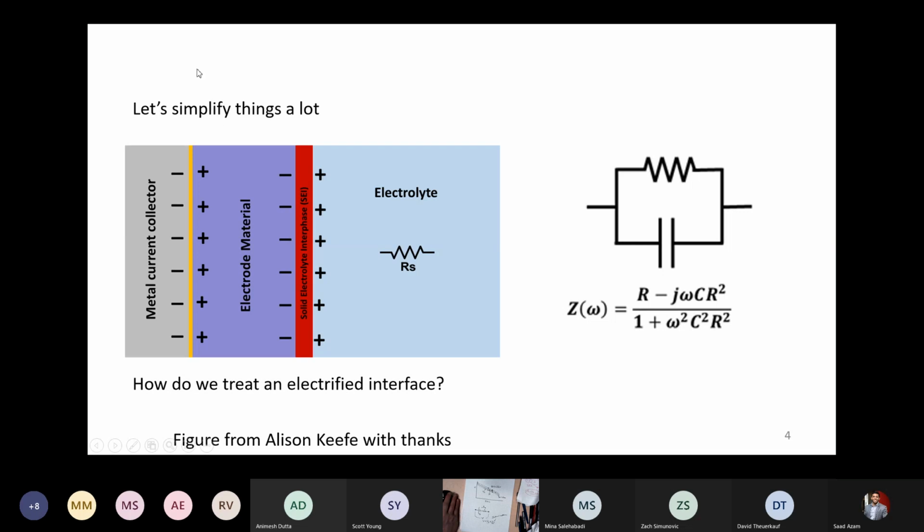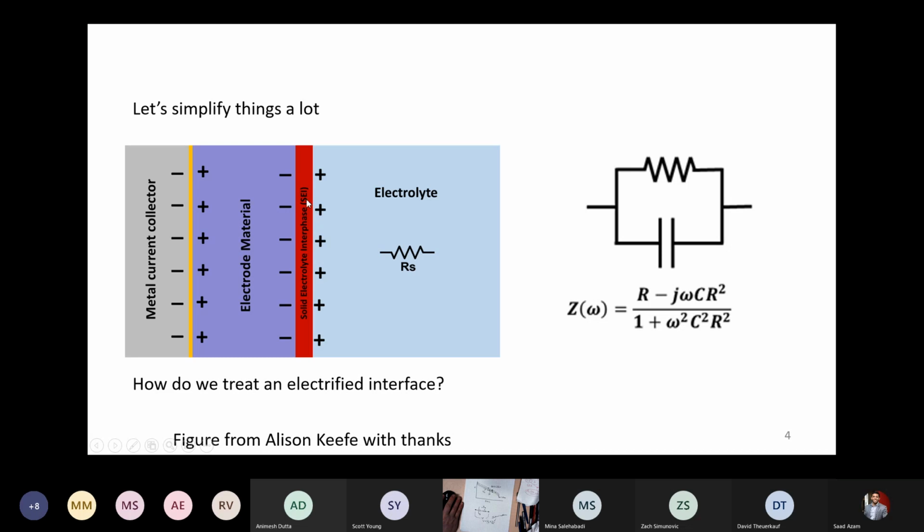So let's simplify things a lot. And Alison Keefe's master's thesis really is a very good place to go and read about impedance spectroscopy. Her whole thesis is more or less about impedance spectroscopy, and it's very well done. So the idea then is you have ions in the electrolyte, and there's some solution resistance associated with their transport through the electrolyte. And then they come to a solid electrolyte interface on the surface of each electrode particle.